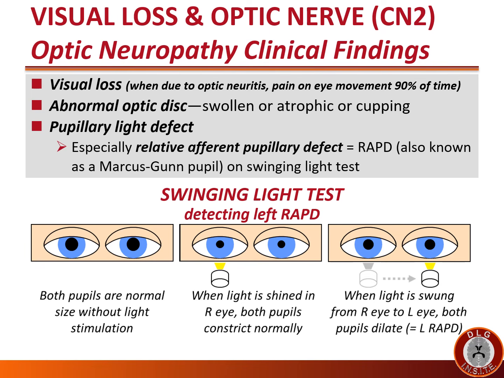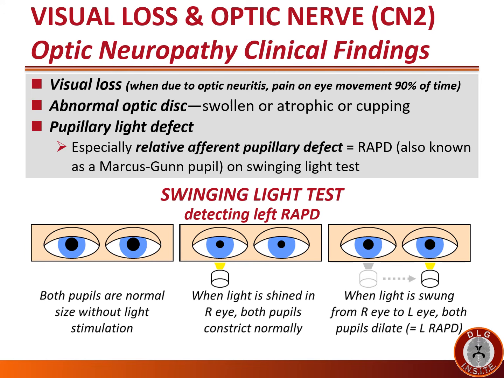It may be swollen or atrophic, or there may be cupping within the optic disc, depending on the duration of the condition and the actual condition itself. The pupillary light defect refers mainly to a relative afferent pupillary defect, known as an RAPD, or Marcus Gunn pupil, that is determined on the swinging light test. Let's look at the swinging light test, in which we're trying to detect a left RAPD.